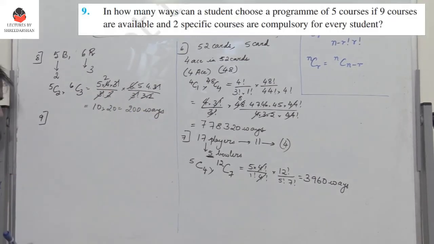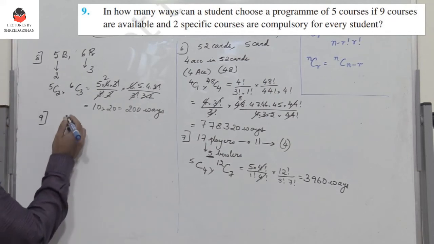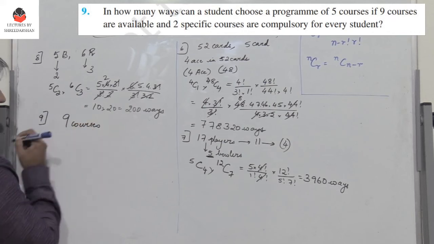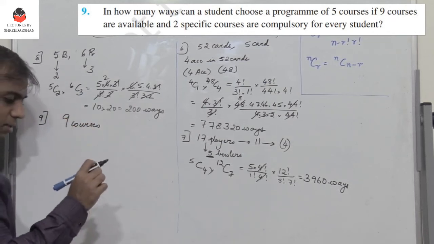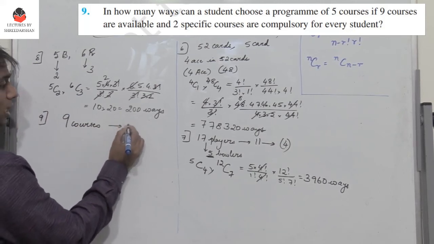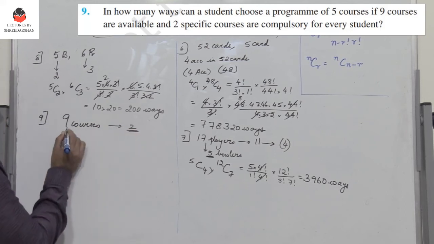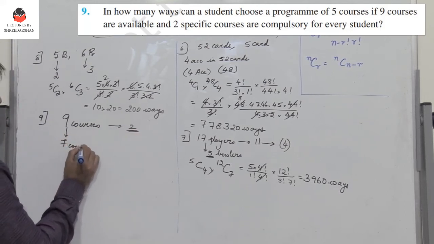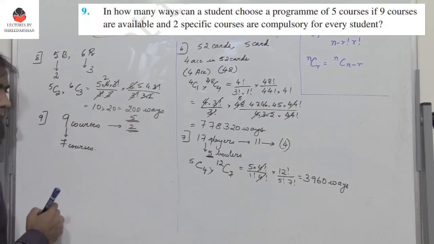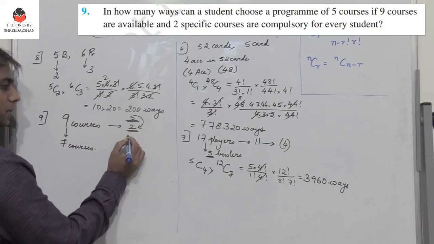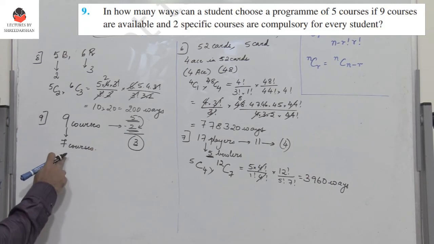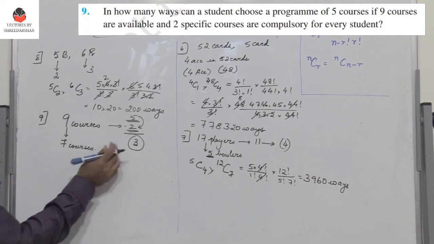Question 9. In how many ways can a student choose a program of 5 courses if 9 courses are available? So 9 courses are available and among that 2 specific courses are compulsory. So 2 are compulsory, right? So he has to choose 2 courses. So what is available is 7 courses. So he has to choose 5. So out of these 5, 2 are compulsory. So the remaining is 3. So 5 minus 2 is 3. So out of these 7 which are available, he has to choose 3.